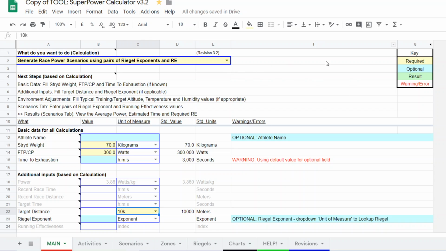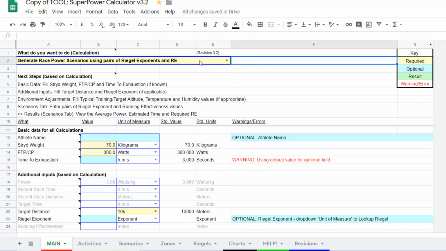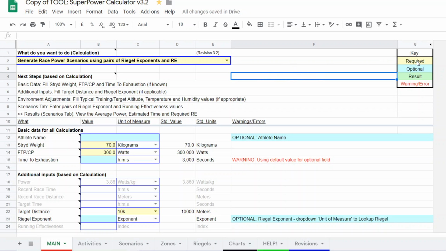So what I do is I come to the SuperPower calculator, and out of all the different functions, I am using generate race power scenarios using pairs of Riegel exponents and running effectiveness. This is the workhorse of the SuperPower calculator in terms of race power planning. There's others, but this one I think is the most refined. And as always with the SuperPower calculator, you're going to enter all the yellow data entry boxes, and the results are going to appear in green.